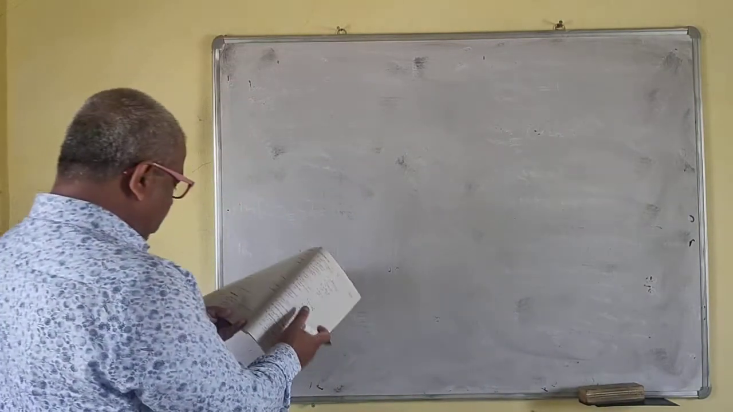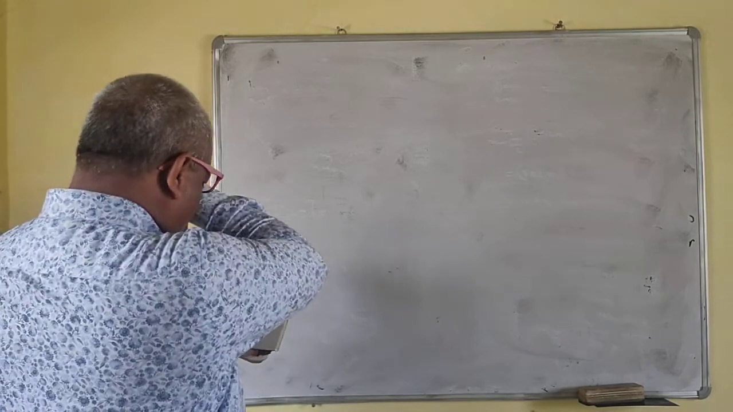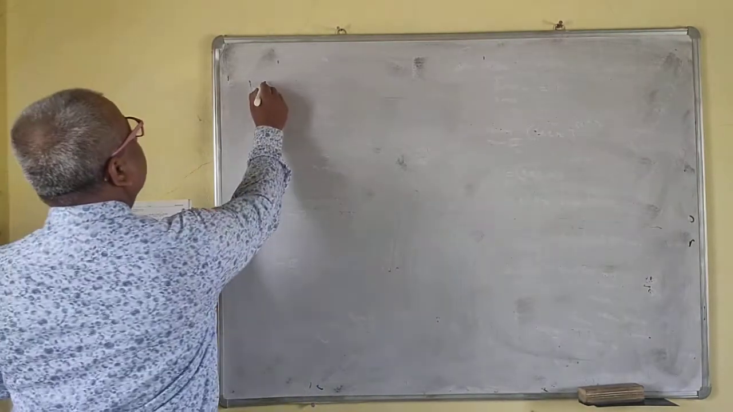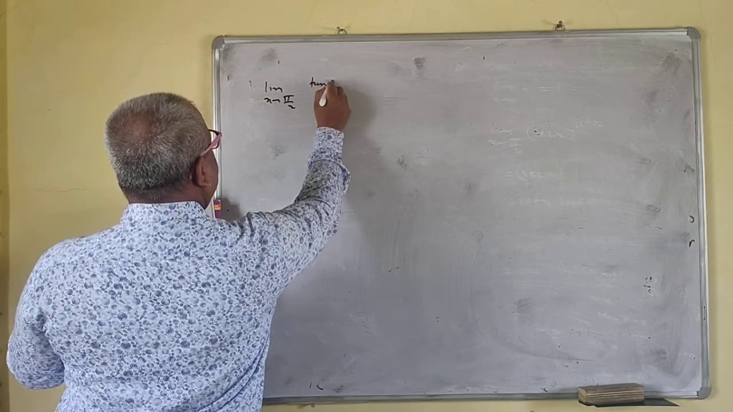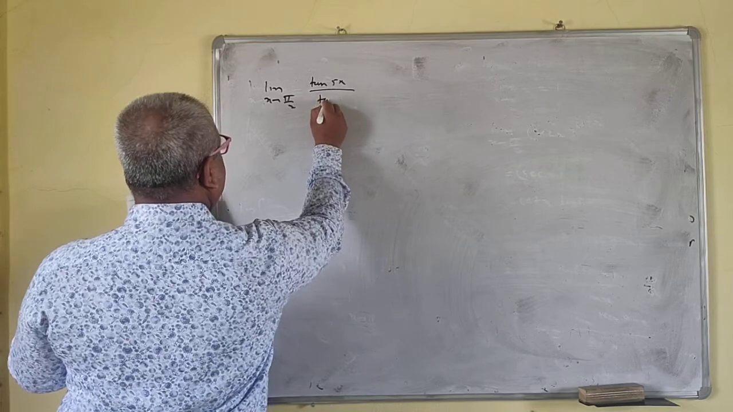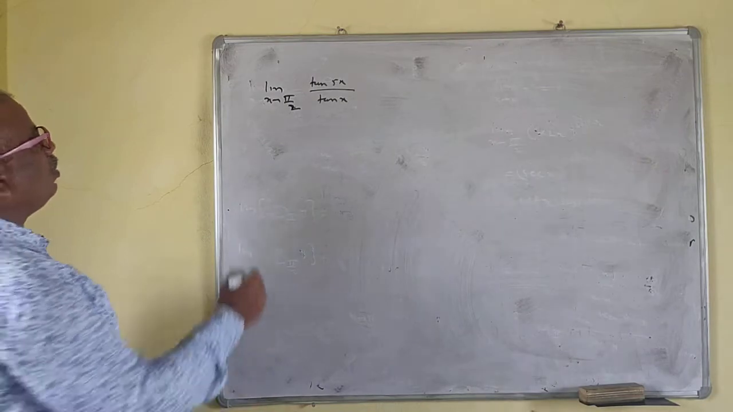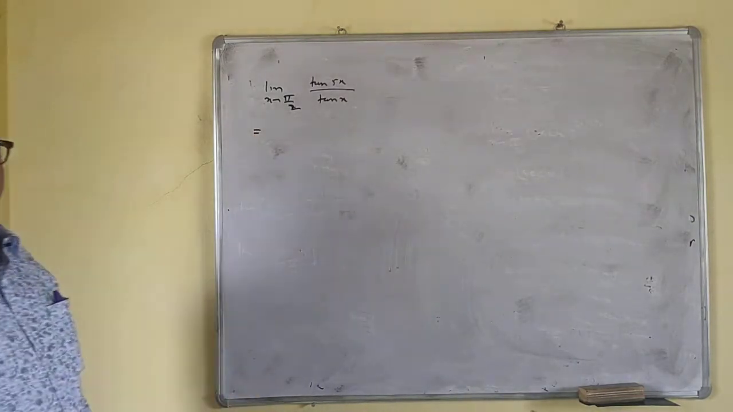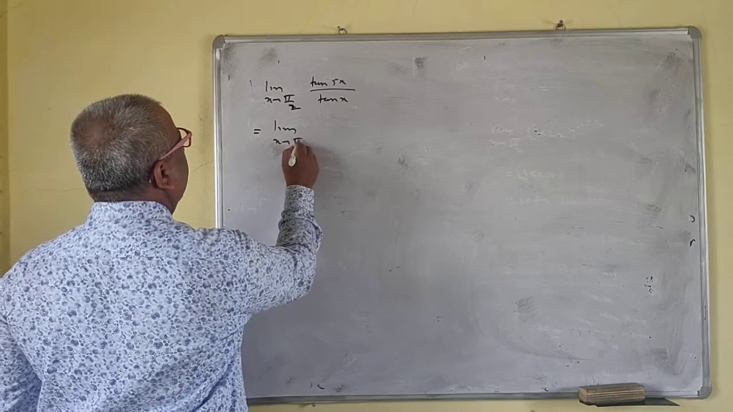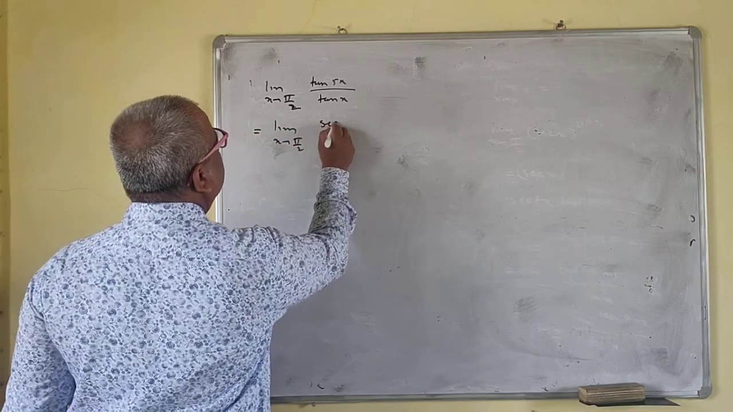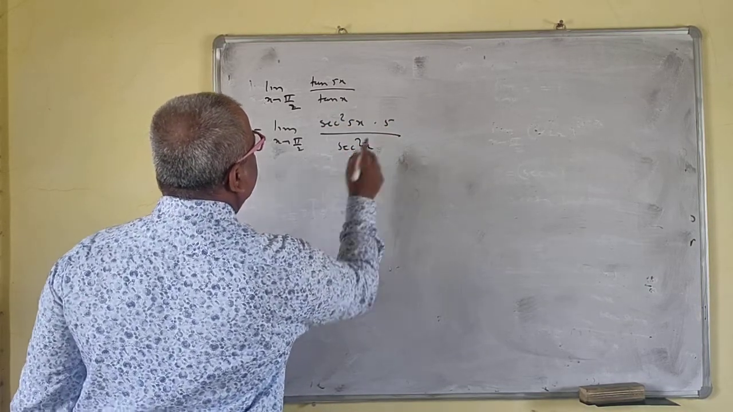Okay, in the same way you can evaluate the limit. Suppose limit x tends to pi by 2, tan 5x upon tan x. So this is infinity by infinity form. Then limit x tends to pi by 2, sec square 5x into 5 upon sec square x.